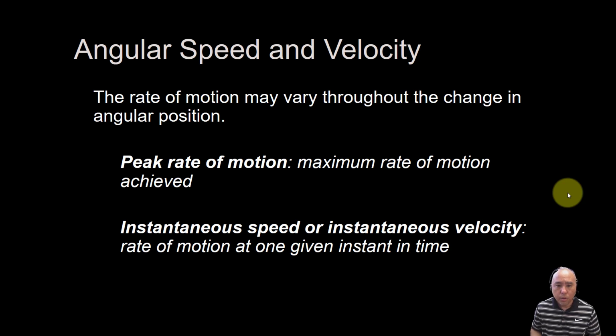So when we're talking about angular velocity and angular speed, very similar to what we did for linear speed and velocity, there's the average angular velocity, but there's also the instantaneous velocity. And really that's what we're interested in: what is the instantaneous velocity at ball contact or at ball release. Or we're interested in the peak angular velocity, and that is especially important when we're talking about the kinematic sequence.